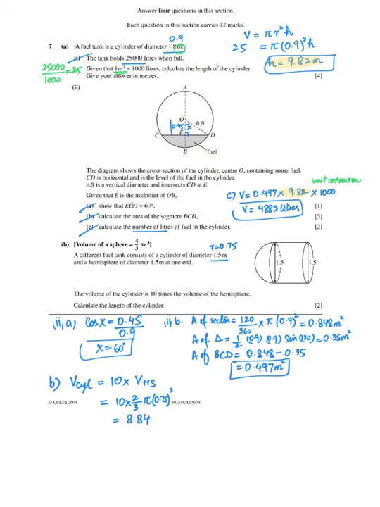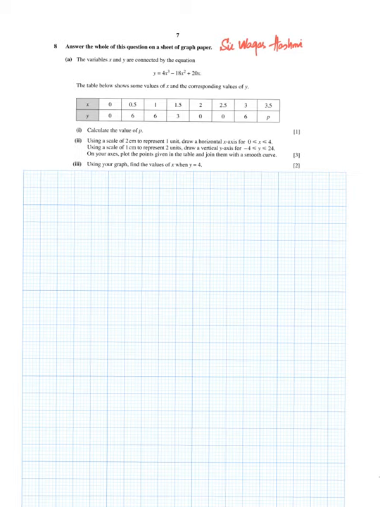8.84. On the left side we have the volume of the cylinder. The working formula is what? It's pi r squared h. Height is unknown but the radius is known, that is 0.75. And after solving it, you will get the value of height, that is 5 meters, and that is your part B answer.